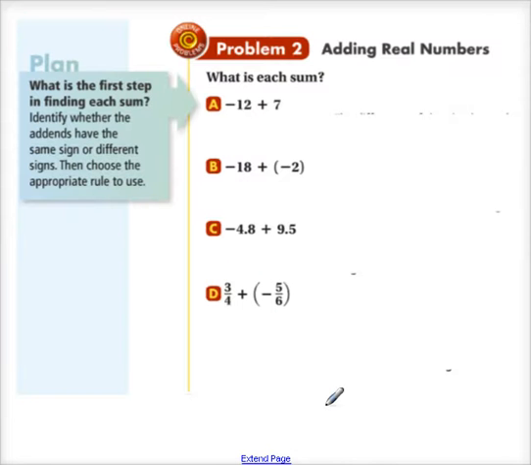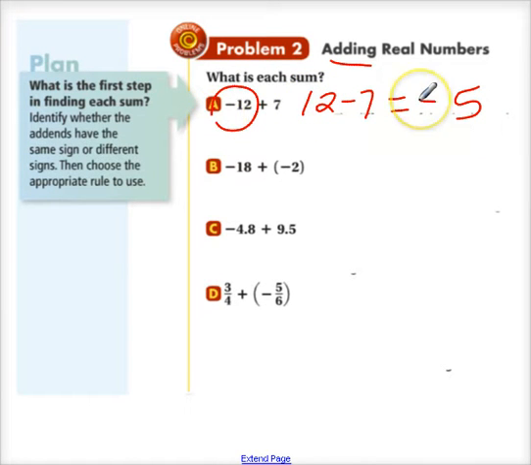We'll do some more. What is each sum? So we're adding negative 12 plus 7. These have different signs, so you want to subtract the numbers. Ignore the signs. Take the highest minus the smallest. I get 5. And what sign am I going to have? Well, 12 was the number with the greatest distance from 0, so it's going to be a negative 5.